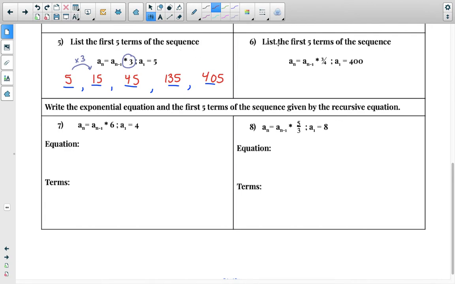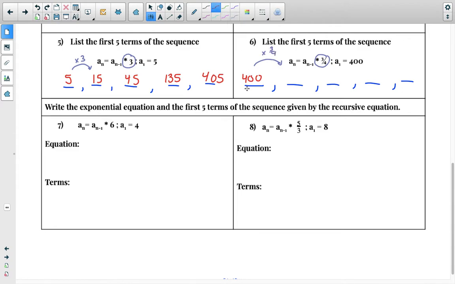On the next one, it also says list the first 5 terms of the sequence, given that a sub n equals a sub n minus 1 times 3/4, where a sub 1 is 400. So again, we know the very first term, and we need to know the first 5 terms: the first, second, third, fourth, and fifth. So we list them out. In order to do this, we're going to multiply by 3/4. So each term is multiplying by 3/4.